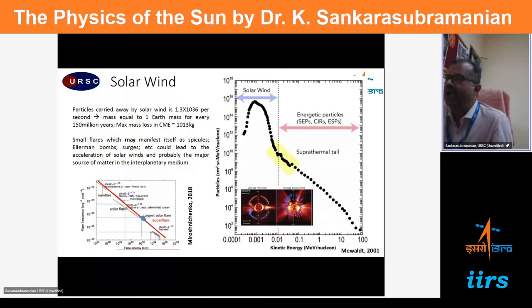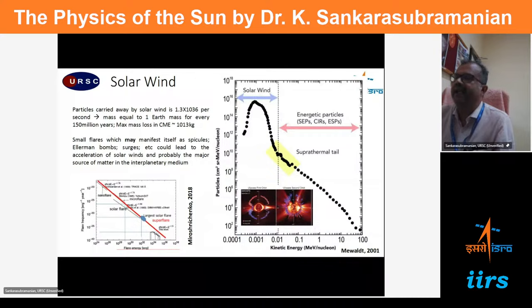Apart from these dynamic events, we also have this stream of particles which is continuously traveling from the sun. We call it the solar wind, which is about 10 power 36 particles per second continuously thrown into the interplanetary medium.